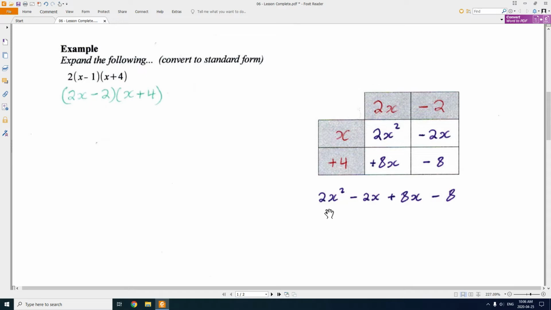Right? We normally put it in that order, right? The x squareds, then the x's, then the numbers. So we say we put it in the decreasing degree, right? Starting from the highest exponent down to no variable. And last step, I have some like terms here. I'll join those two x terms together. Negative 2x plus 8x is 6x. And there we go. We're done. That's my expanded form.